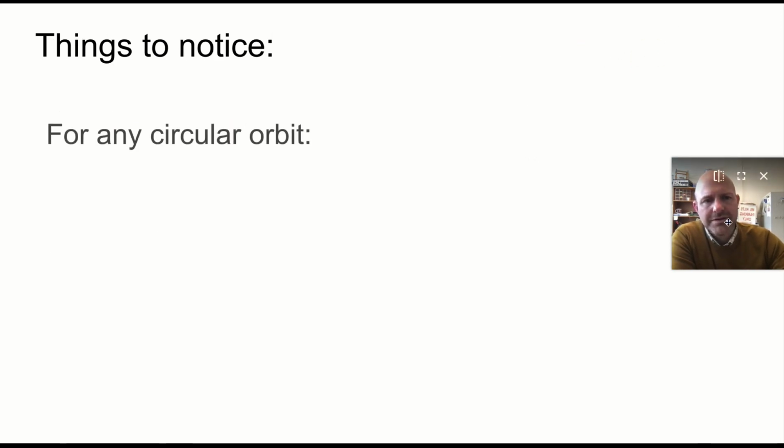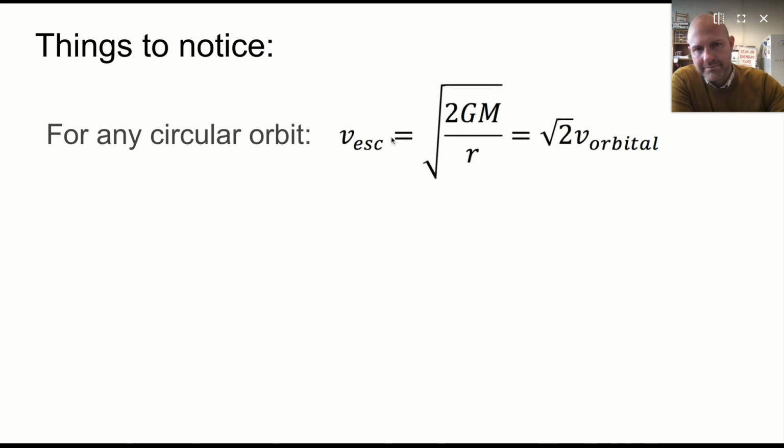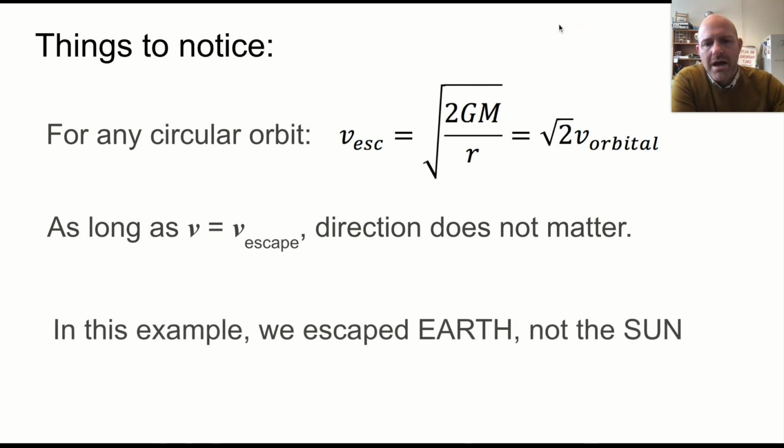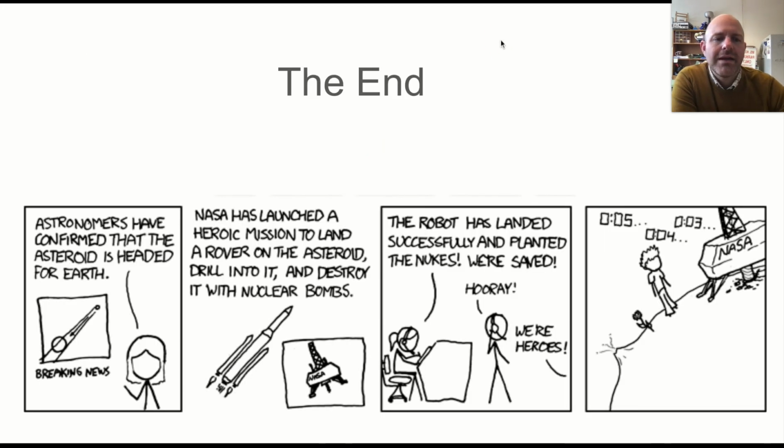A couple of things to notice. For any circular orbit, the escape velocity is the square root of 2GM over r, which is root 2 times its orbital velocity. As long as v equals v escape, it doesn't matter; you could head off tangent or straight out. The path you take would matter, but that's okay. In this case, we escape the Earth, but you'd still be trapped around the Sun, so you'd have to think about that one as well. All right, that's our conservation of energy for orbital motion bit. Hope that makes some sense, and we'll talk more about that later.